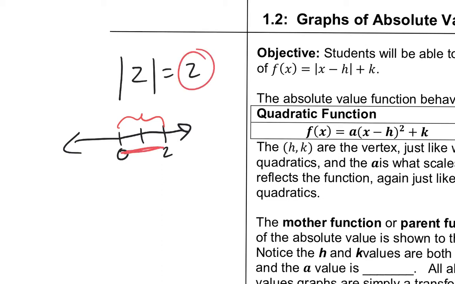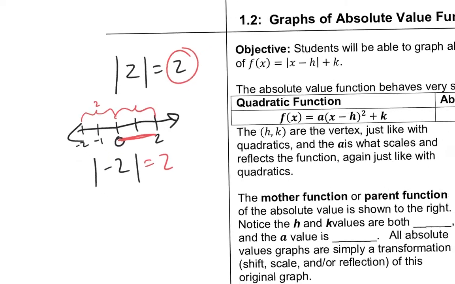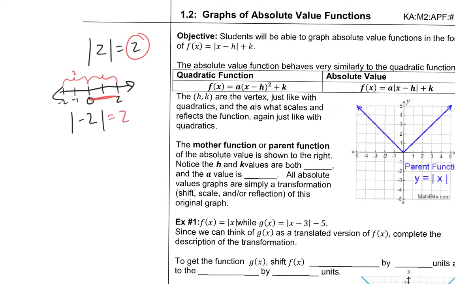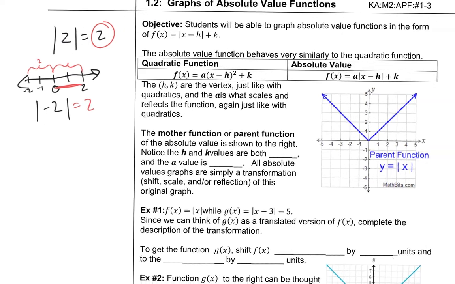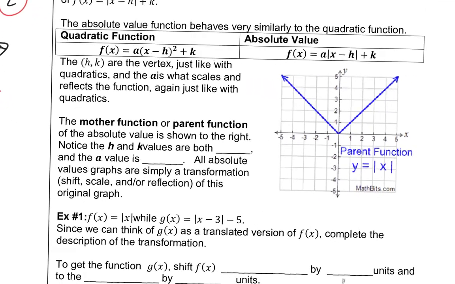All right? In the same way, what if I did the absolute value of -2? Well, here's -1, here's -2. That is also 2 units from 0, right? So that also equals 2. This is important, okay? So absolute value is simply the distance that number is from 0. That's all it is. That's why you always get positive numbers out, because you always get a distance from 0, okay?